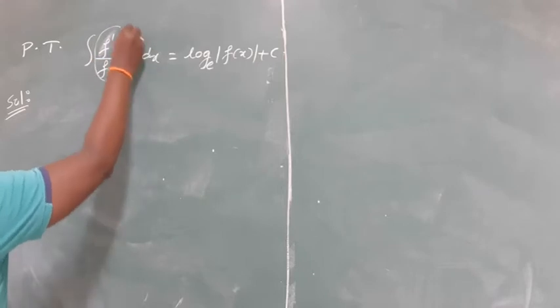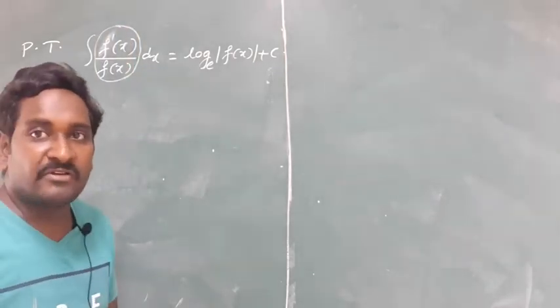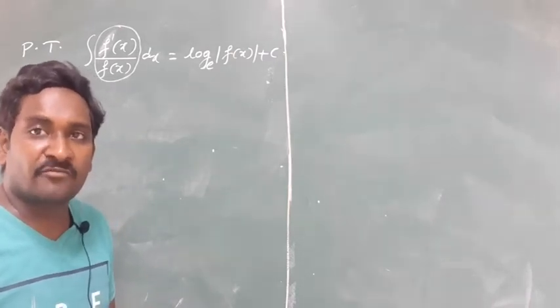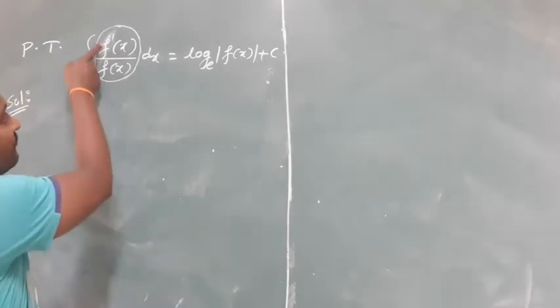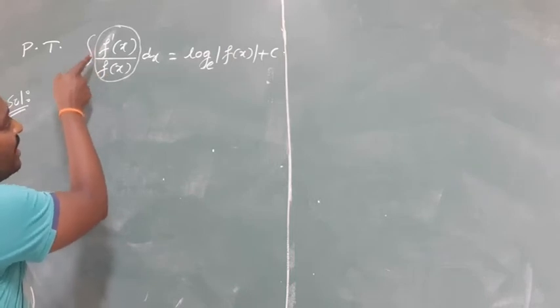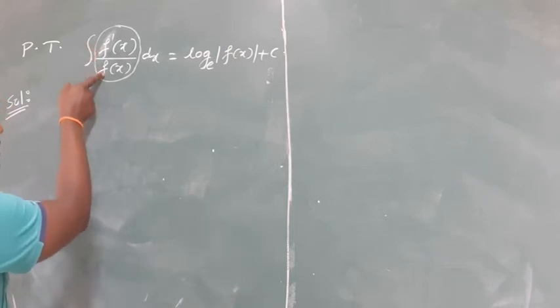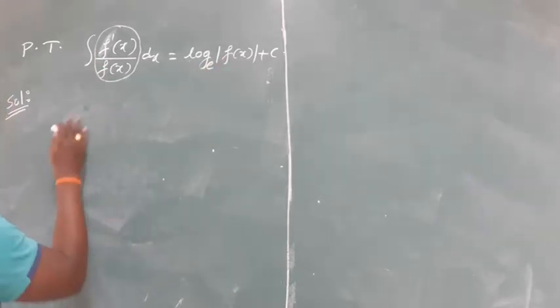Please observe the structure of the given function once carefully. In the numerator we have f dash of x. In the denominator we have f of x. What is f dash of x? Derivative of the denominator. So whenever the numerator is the derivative of the denominator, the result is log of denominator. So please see the proof.